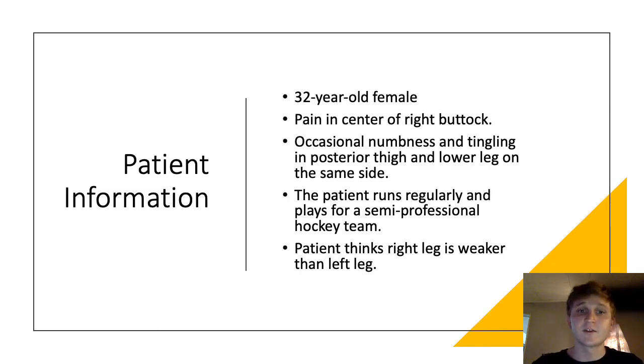The patient is a 32-year-old female. She came in complaining of pain in the center of her right buttock, and she was experiencing occasional numbness and tingling in the posterior thigh and continuing down into her lower leg. The patient is pretty active. She runs regularly, and she also plays for a semi-professional hockey team. She did mention that she thinks her right leg is weaker than her left leg.